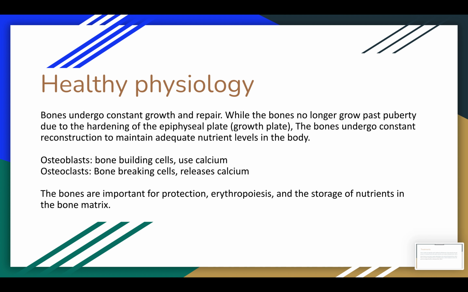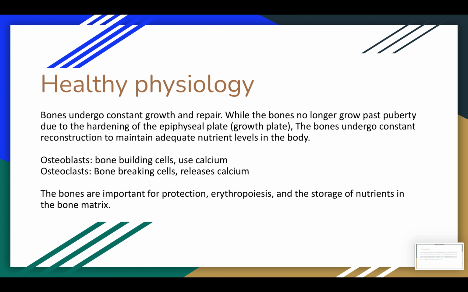Osteoblasts are the cells that build the bone, and that uses up calcium in the body, and osteoclasts break down bone and release the calcium. So this constant bone repair and breaking is actually how we keep our calcium levels in the blood at a stable level.